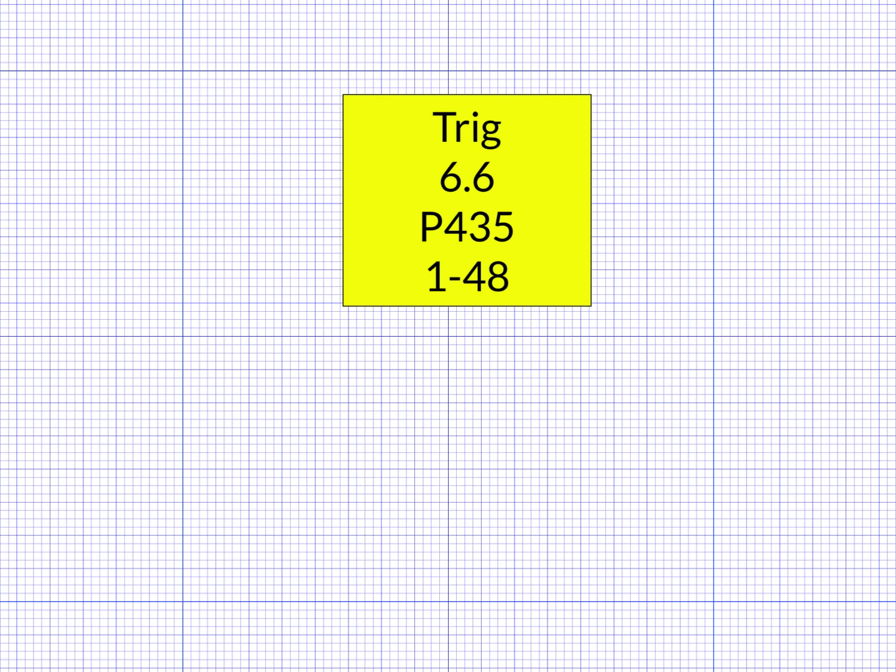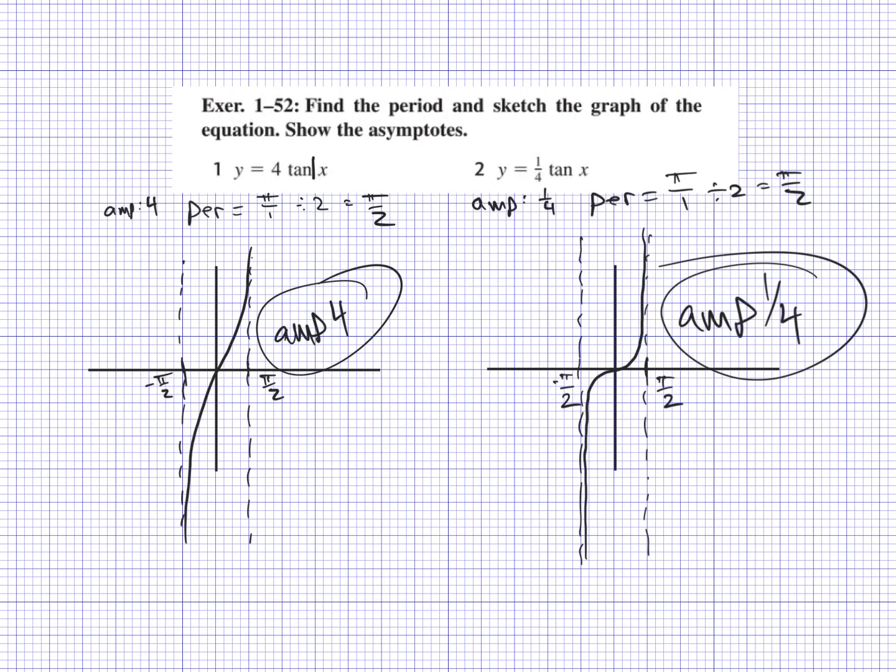Okay, so this is 6.6, and we're dealing with graphing not sine and cosine, but tangent, cotangent, cosecant, and secant. So here are the answers to the first 20 problems or so and what they look like. I'm just going to point through what they are, and then I'll do some problems at the end here.